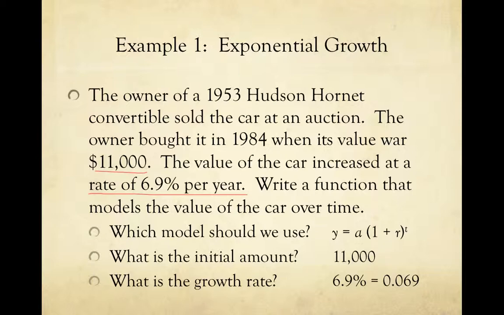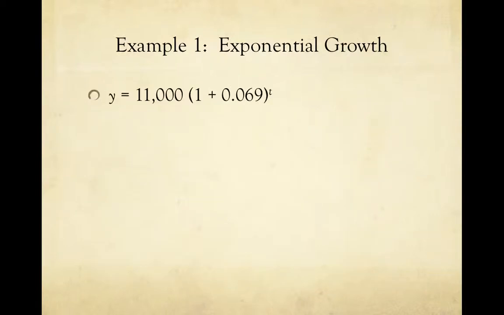Okay, so once you've identified those three pieces, which model to use, what's the initial amount, what's the growth rate, then we're ready to substitute it into the form of the model in order to get the specific equation for this problem. Now, keep in mind, this is still a problem that represents over time, because we don't have a time value yet. So this is the model that represents the value of the car over time.